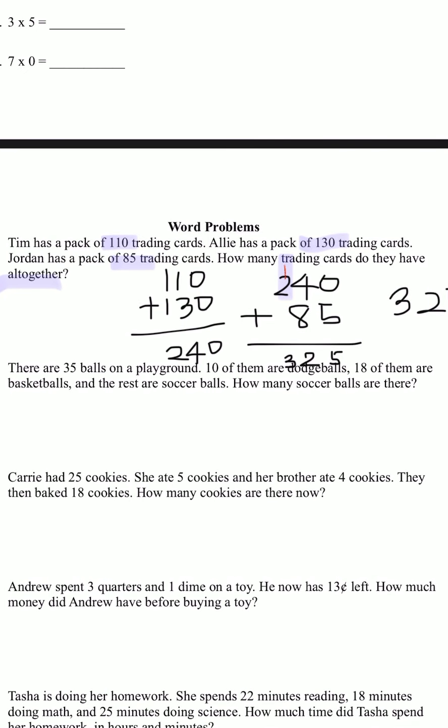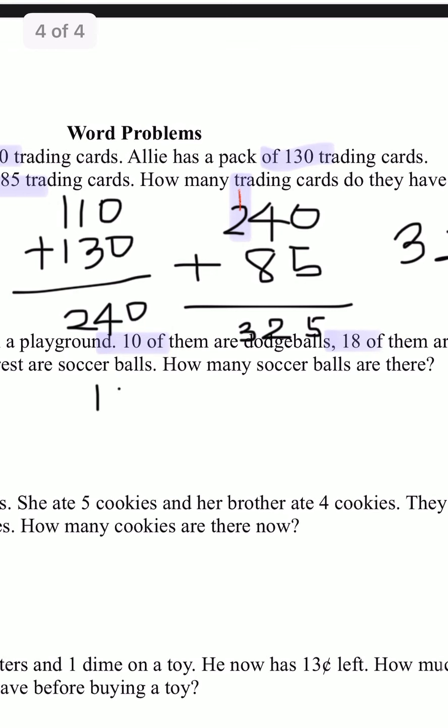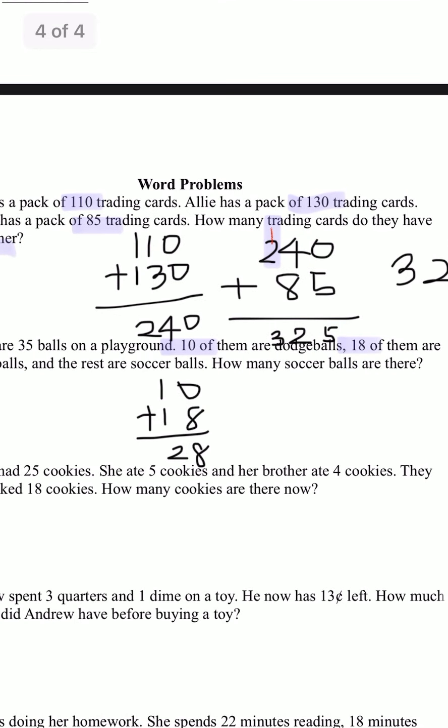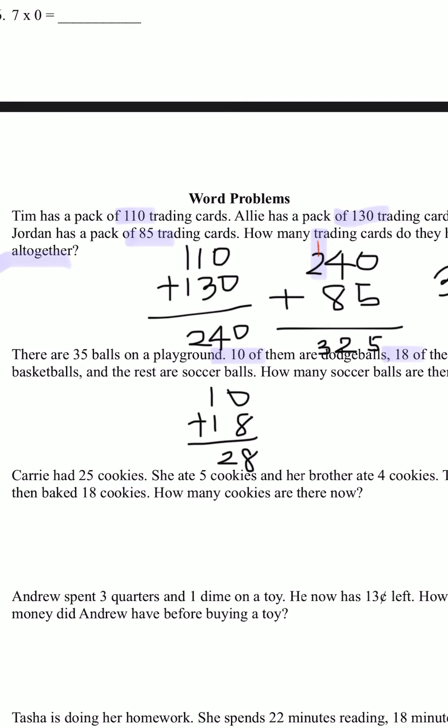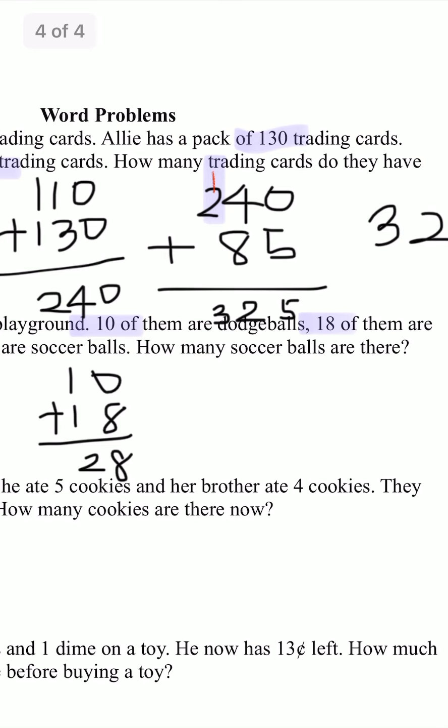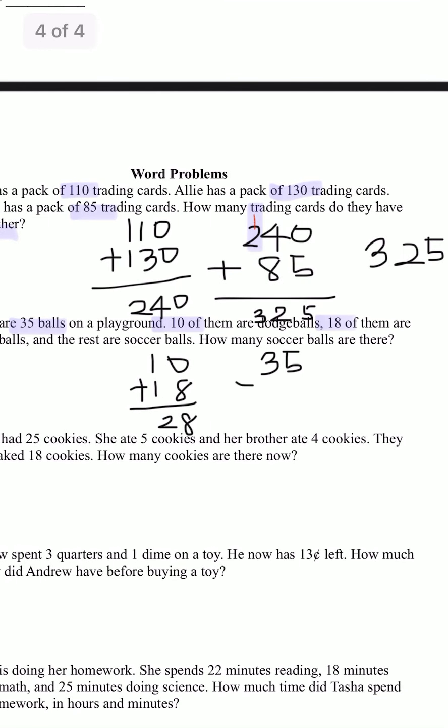10 of them are dodgeballs, 18 of them are basketballs, and the rest are soccer balls. How many soccer balls are there? Now, we're going to first have to add 10 and 18 to find the rest. So 10 plus 18, 0 plus 8 is 8. 1 plus 1 is 2, 28. And here, the first sentence says that there are 35 balls on the playground. So to find out how many soccer balls there are, we're going to do 35 minus 28.